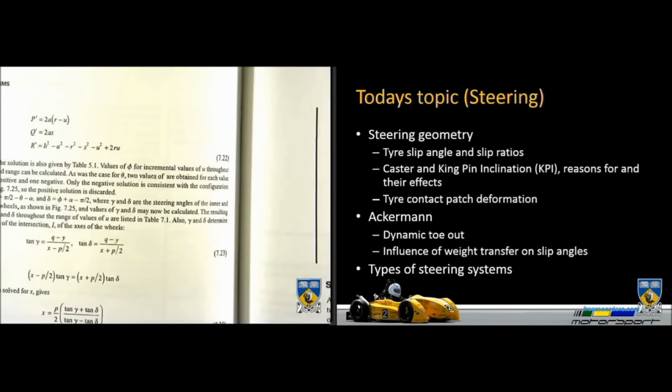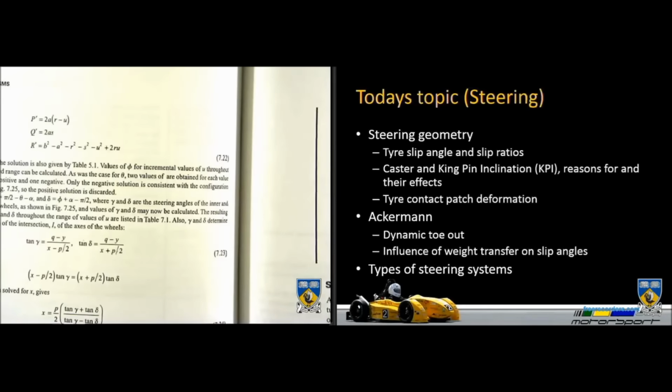Now, in the picture that was up when you first walked into the room, that diagram of Ackermann had zero accounting for slip angle. Obviously, slip angle changes the direction of the force, and as such, it changes the actual direction of that perpendicular line. Again, there's another picture in these upcoming slides where we'll talk about that one. Caster and kingpin inclination: the reasons for having those, their effects on the car and the driver's inputs, as well as tyre contact patch deformation.